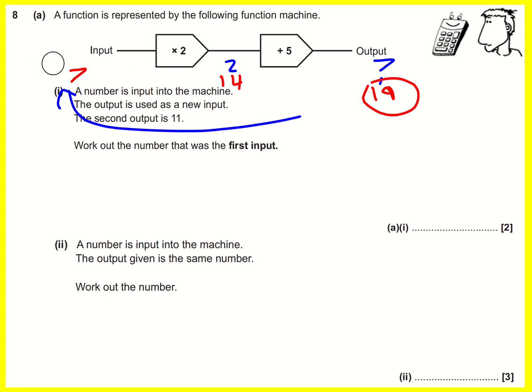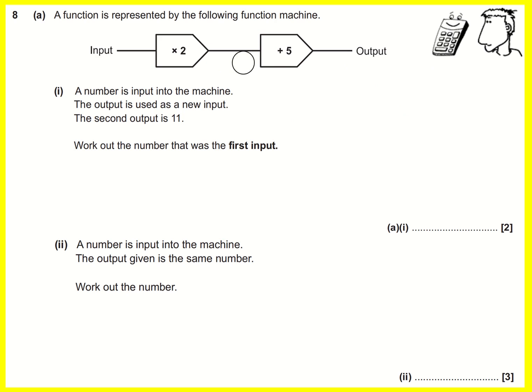So let's do that. Let's ignore me just talking through it slowly and have a go. So I know that the second output is 11, so I'm going to put that in here. And then I'm going to do the opposite, and that's going to give me 6 when I minus 5. And then this way I'm minusing 5, and this way I'm going to do the opposite again. I'm going to divide by 2, and that's going to give me 3. And that is my second input, which becomes my first output.